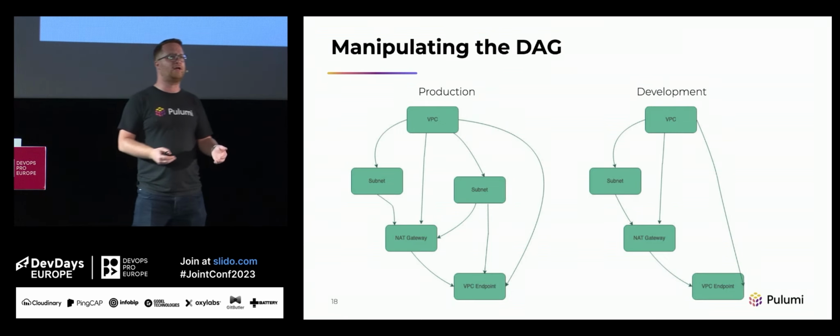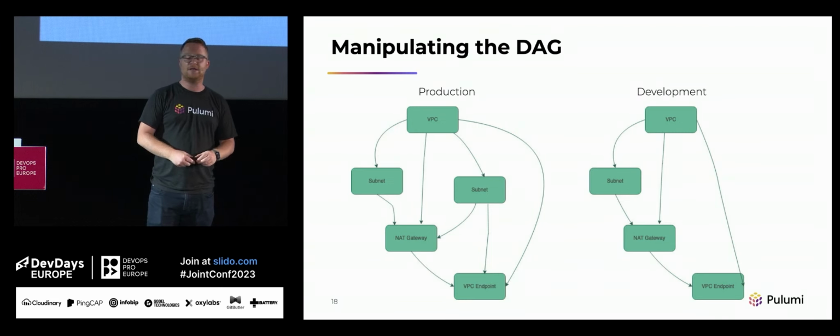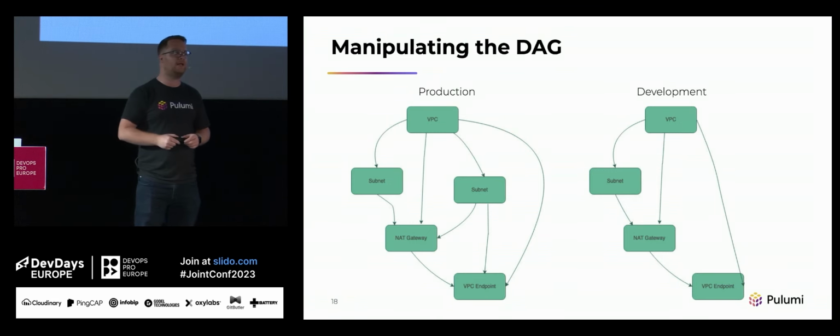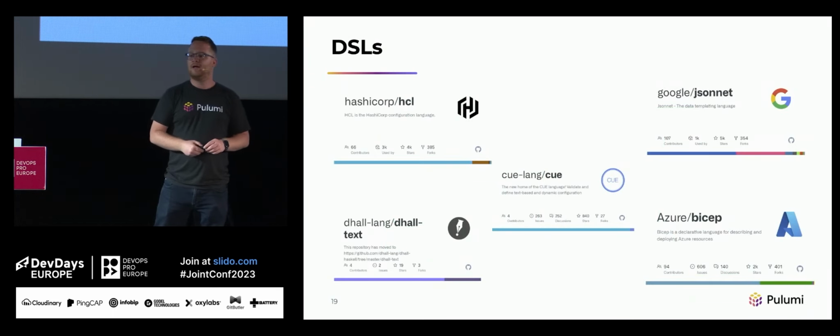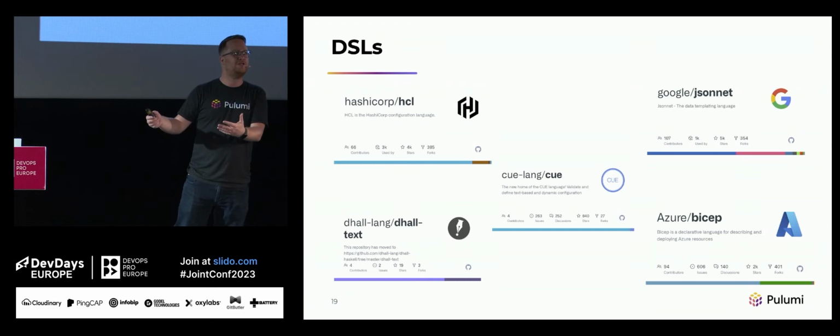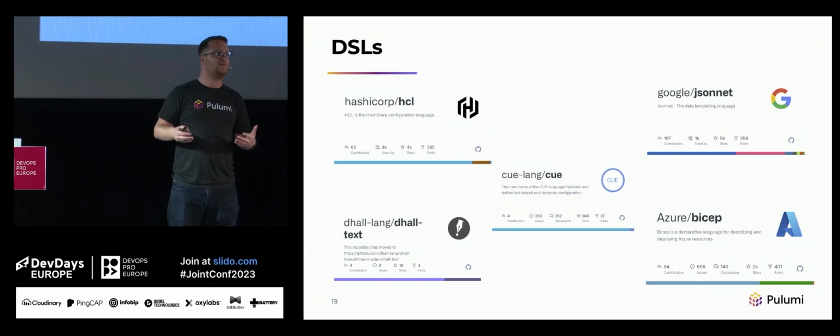In your production environment, you're going to have multiple subnets across multiple availability zones in your cloud provider. But in development, you're just going to have one because you're not really worried about cloud provider outages for your development environment. So now you need to manipulate the graph that you're building, and in order to do that, you're probably going to need a conditional statement. And so what we ended up doing is we created domain-specific languages that spit out configuration languages in order to allow us to manipulate this graph, to be able to create resources with different conditions.